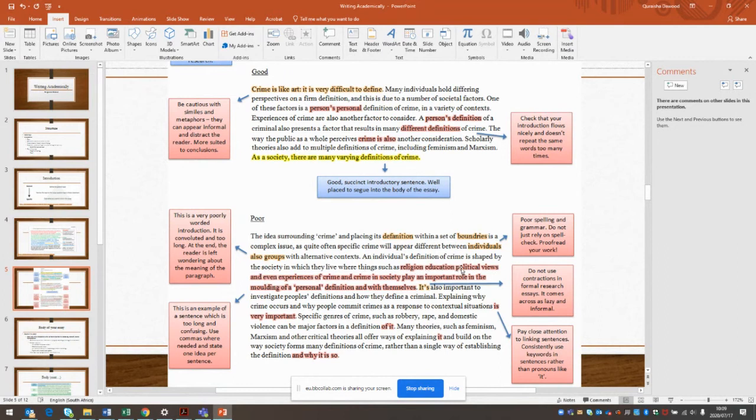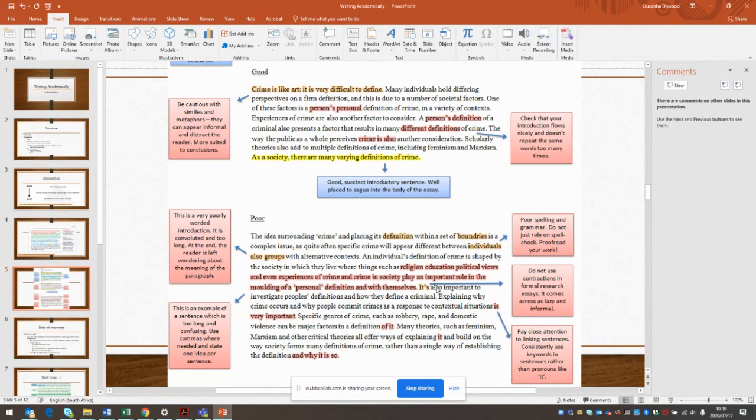Okay, "An individual's definition of crime is shaped by the society in which they live, where things such as religion, education, political views, and even experiences" - I mean, it's just going on and on with no commas. "Experiences of crime and crime in society play an important role in the molding of a personal definition and with themselves." Okay, it's confusing. There's no commas. Usually the rule is one idea per sentence. This is like the person is not clear in their own thoughts.